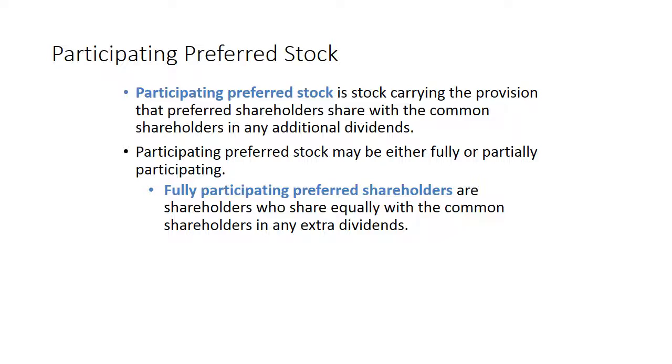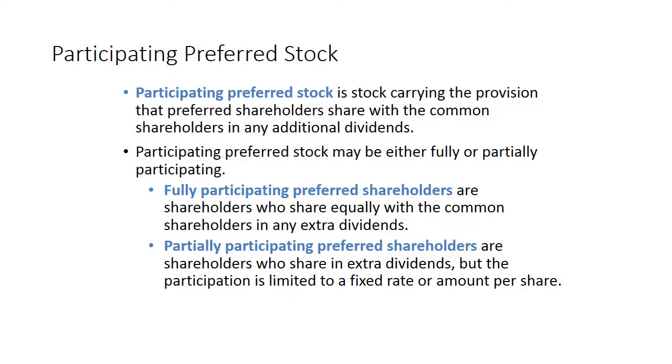If you're fully participating, these shareholders share equally with the common shareholders in any extra dividends after common shareholders are paid. Partially, you would share in extra dividends, but the participation amount is limited to a fixed rate or an amount per share. But the big thing here is that you're not locked into just your dividend rate times the par value. You may get extra.